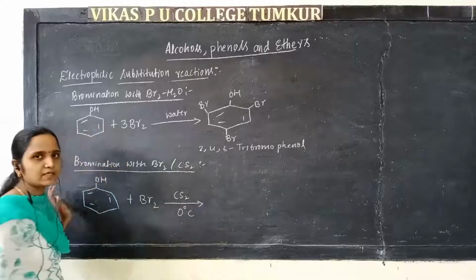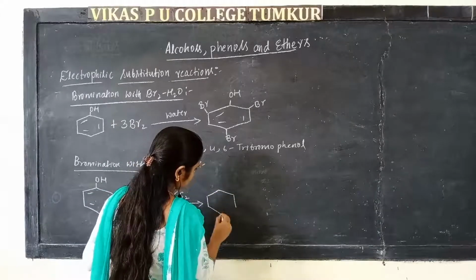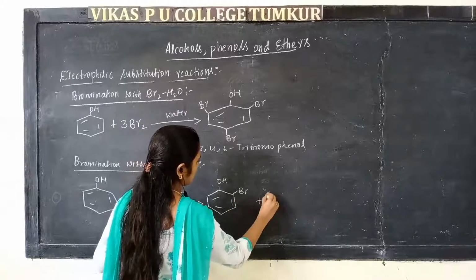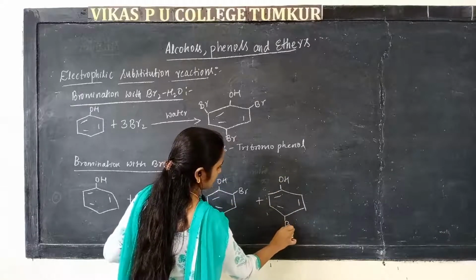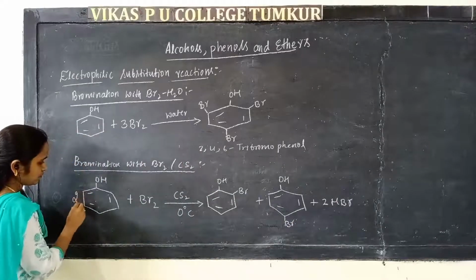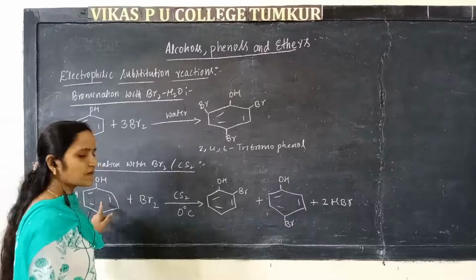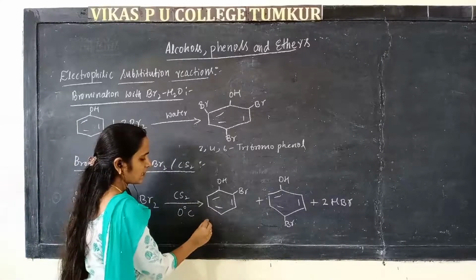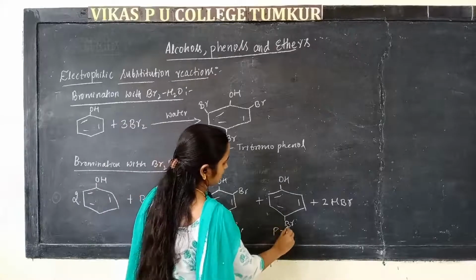At 0 degrees Celsius, the products obtained are ortho-bromophenol plus para-bromophenol, plus HBr. So phenol treated with bromine in the presence of carbon disulfide at 0 degrees Celsius gives ortho-bromophenol and para-bromophenol.